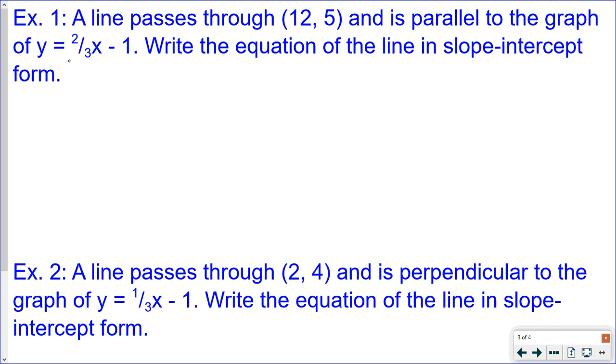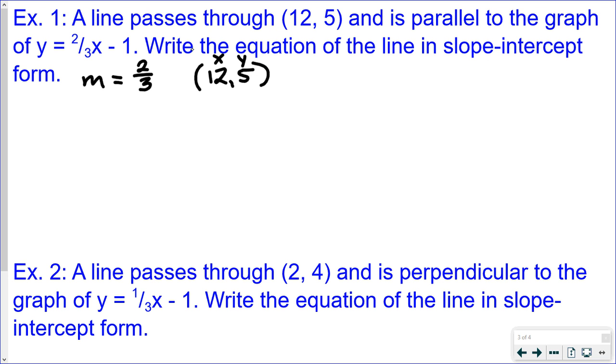First off, we know the slope of this new line. The slope is going to be 2/3. It's going to be the same as this one because it's parallel to it. And then we also know that it goes through the point (12, 5). This is an x value, this is a y value. So if we know a slope and a point, what form should we use to write the equation? Yes, they're asking for it in slope-intercept form, but we don't know the intercept, so we can't do that yet.